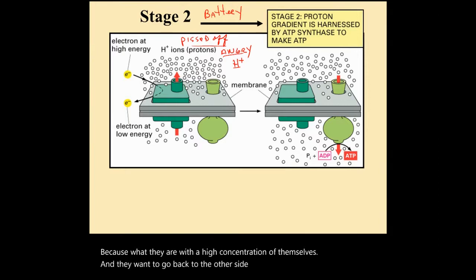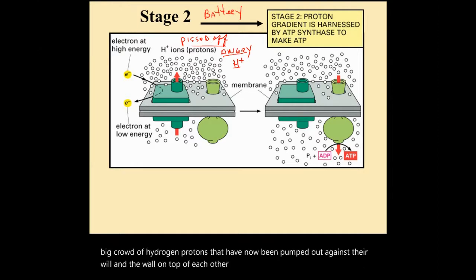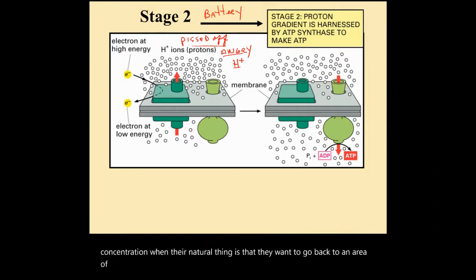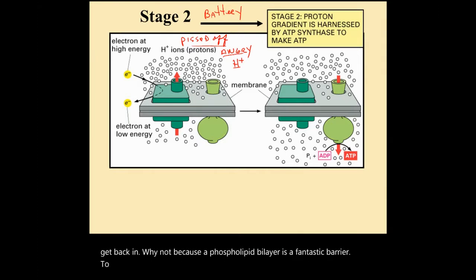So they're angry. There's a big crowd of hydrogen protons that have now been pumped out against their will, and they're all on top of each other, yelling and screaming and pissed off that they are now being pumped out to an area of high concentration. And their natural thing is that they want to go back to an area of low concentration. And they're angry. They want to get back in, but they can't get back in. Why not? Because a phospholipid bilayer is a fantastic barrier to the passive diffusion of anything charged, including tiny hydrogen protons, which cannot diffuse back into the other side of the membrane.